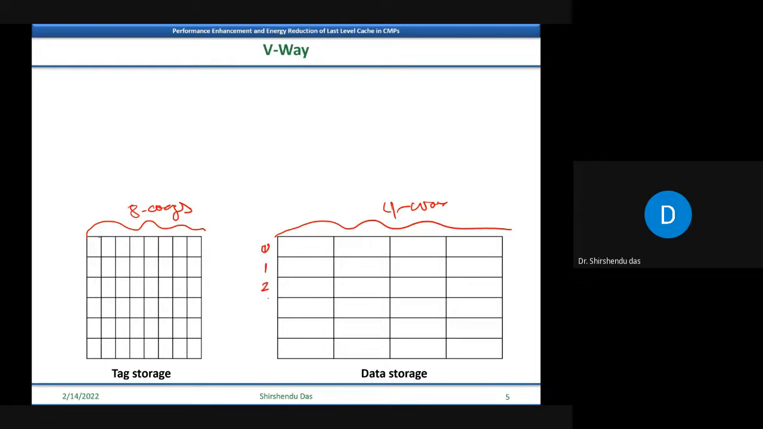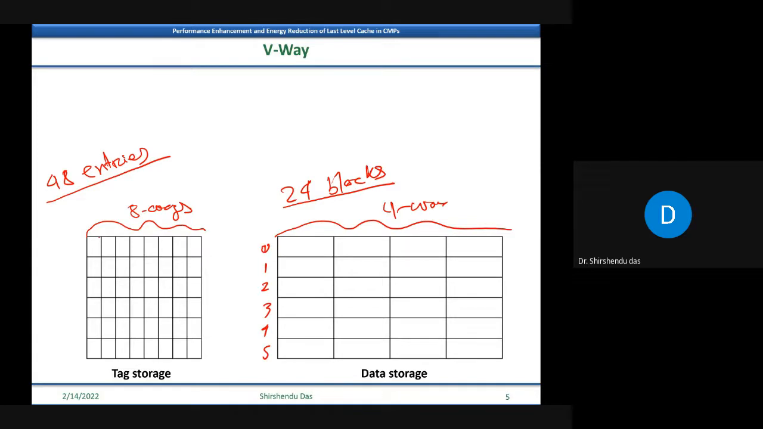0, 1, 2, 3, 4, 5. So there are six sets. So there are 24 entries here, right? 24 entries here. 24 blocks you can place in the data path, but here it will be 48. 48 entries. Why 48 entries? Because in each set the associativity is, instead of 4, an 8-way associative cache.